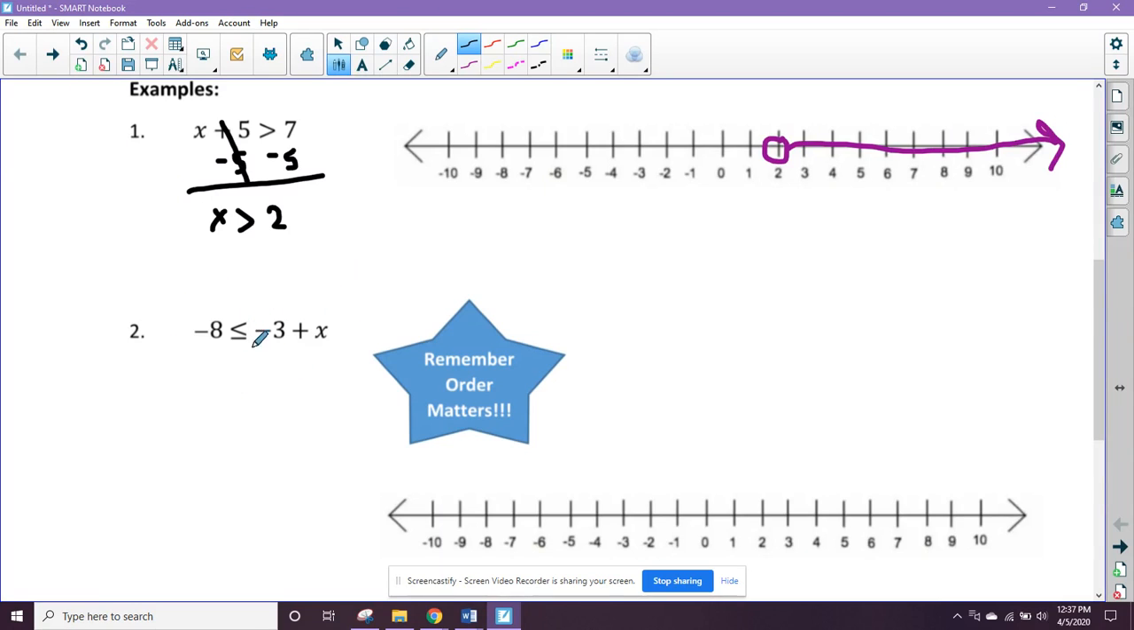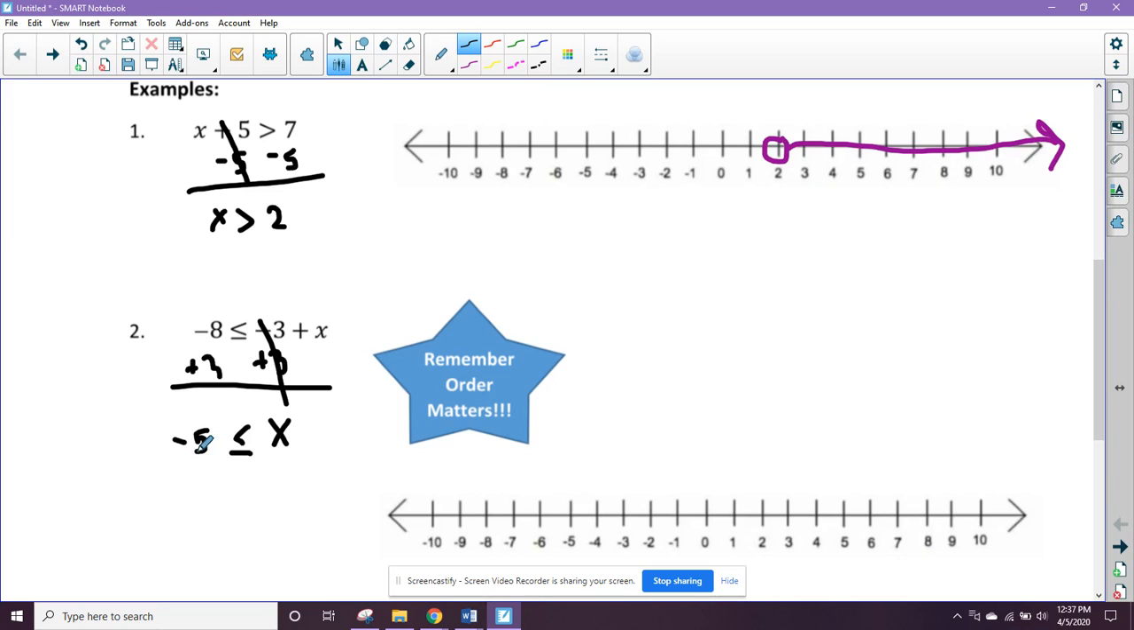Now let's look at number 2. We have to get x by itself. So we have negative 3 here. We have to do the opposite. We have to add 3 to both sides. Cancels out, so x is by itself. Rewrite our symbol. And then negative 8 plus 3 is negative 5.